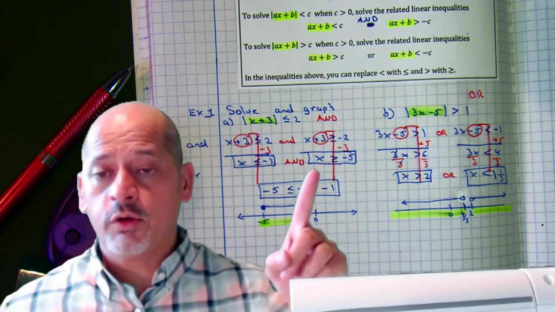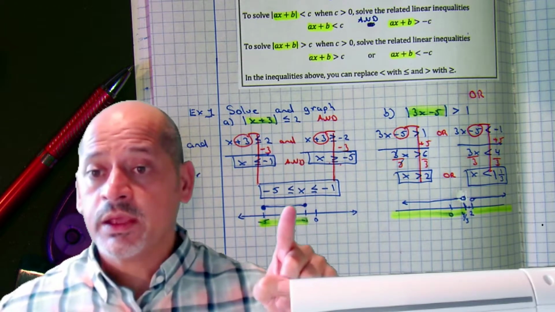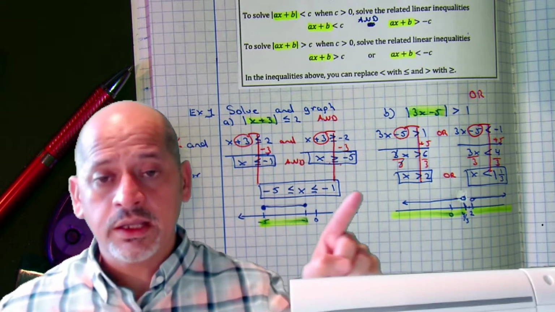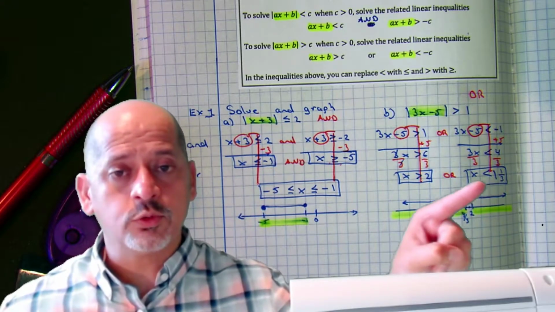because 2 is not part of the solution. Where over here, -1 was part of the solution, and that's what we place as closed. And -5 is part of the solution because we place it as closed because of the equal sign. In this case, both numbers are not because there's no equal sign on either one.